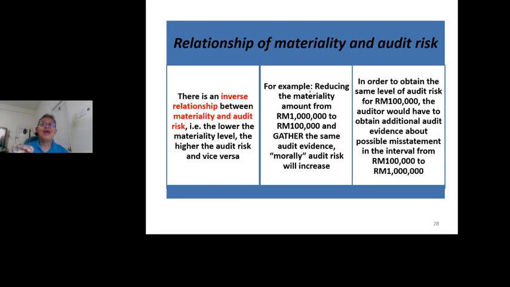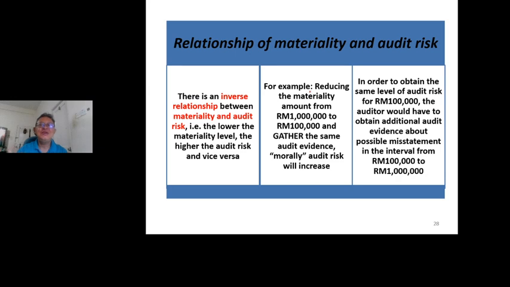If you think that anything above 10,000 is very important, you are setting that 10,000 as your materiality level. Therefore, if there is a problem in anything above 10,000, it is very material. So your audit process becomes very detailed and complicated, and you need to audit more comprehensively compared to if you set your materiality level at 1 million. But that depends on the industry or size of the organization. So that is the relationship between materiality and audit risk.